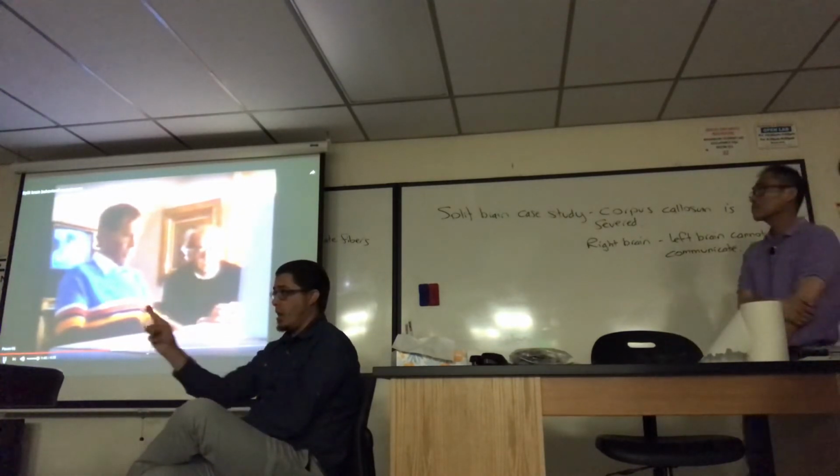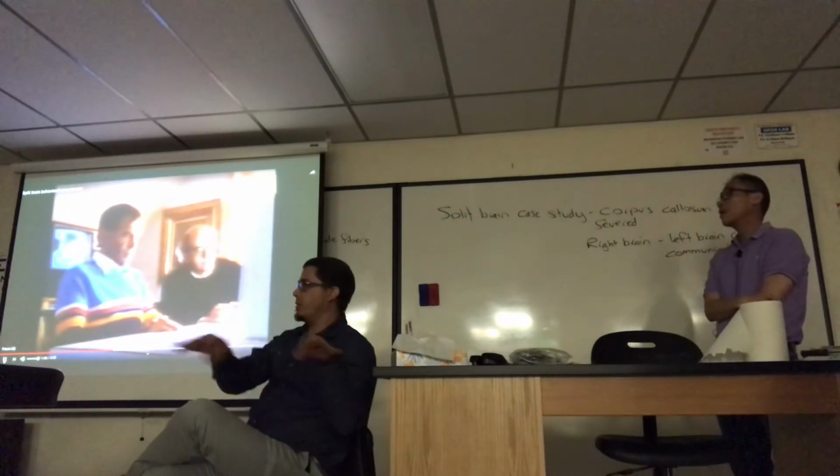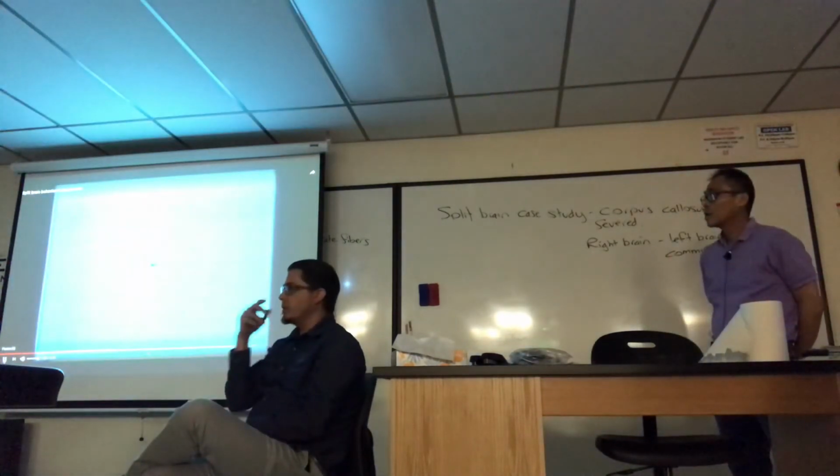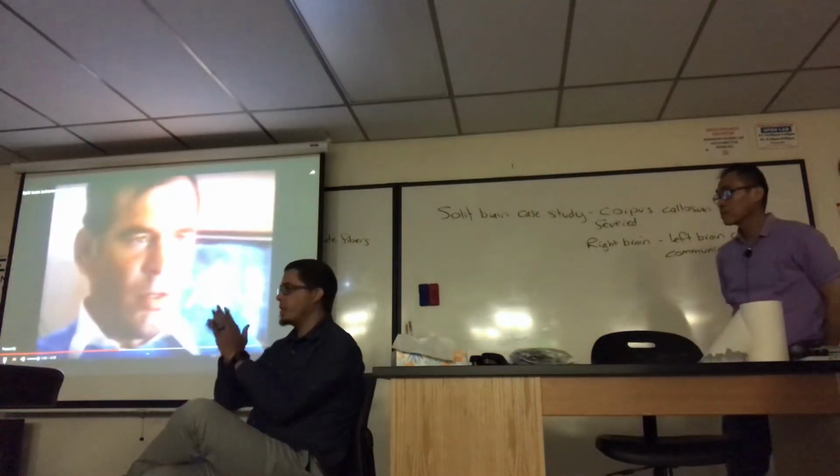When Joe focuses on a point, right at the dot, everything to the right of the point goes to his left brain, the dominant hemisphere for language and speech. So we can see here that when we flash a word or a picture, Joe is easily able to name it.